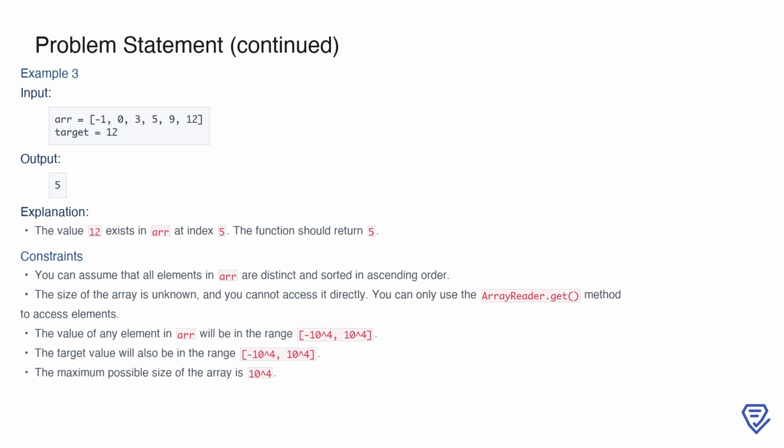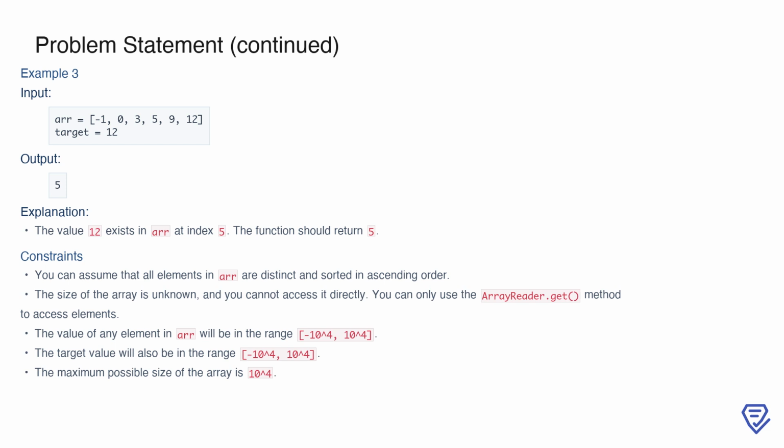Now, consider another example where the target is 12. In this case, the function should return 5 because the value 12 is located at index 5 in the array. These examples illustrate the expected behavior of the function. Keep in mind that the array is sorted, and all its elements are distinct.